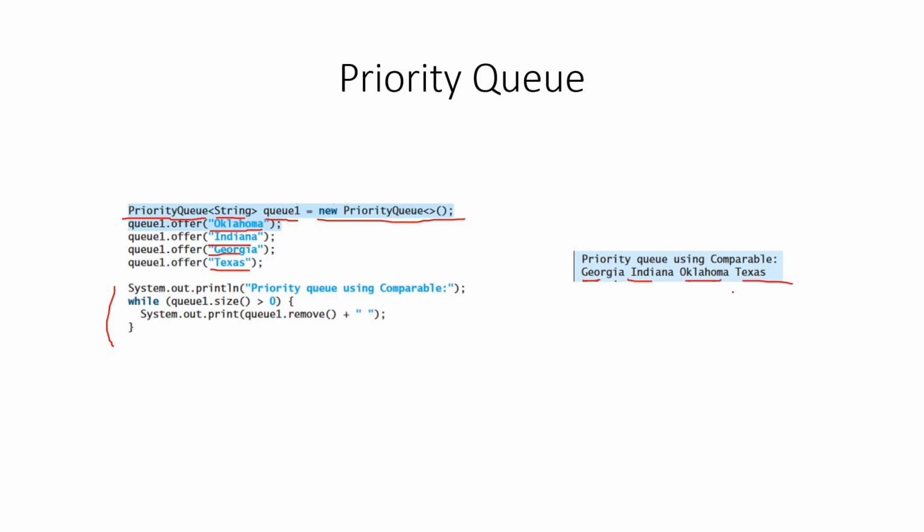Why like that? Because it sorted the elements based on the alphabet of the first letter. The first letter of Georgia, G, comes before the first letter of Indiana, which is I. And I in the alphabet comes before O in Oklahoma, and O comes before T in Texas. So it sorted the elements based on the alphabet, or in other words, based on the least value.